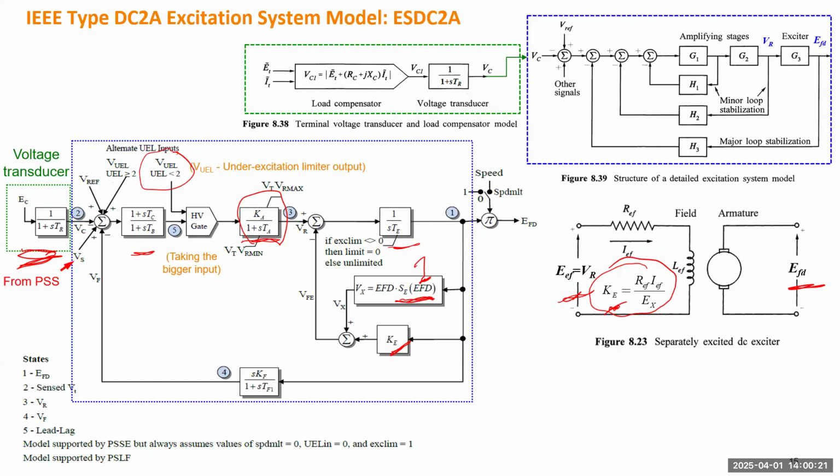So this is like an under excitation limiter. So you can model here. You can add the input here to limit the output, so that the output will now be lower than this limit. Oh, this is the stabilizer. Okay.